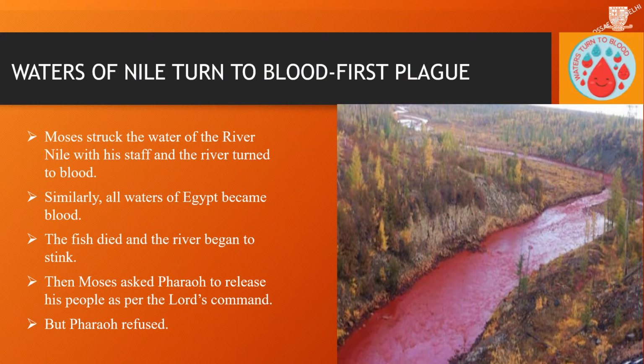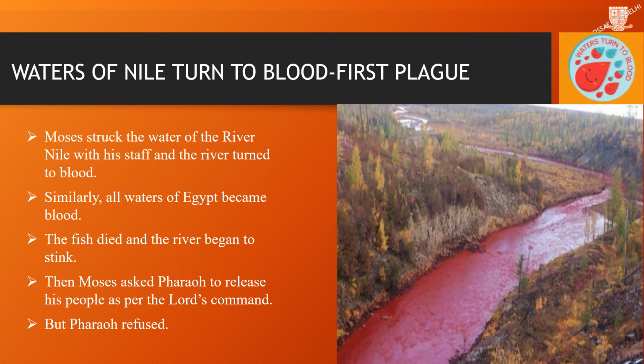The first plague that happened was the waters of the Nile turning to blood. When Pharaoh refused Moses, he struck the water of the river Nile with his staff, and the water turned to blood. The entire river turned to blood. And similarly, all water bodies in Egypt became blood. The fish died, and the river began to stink.